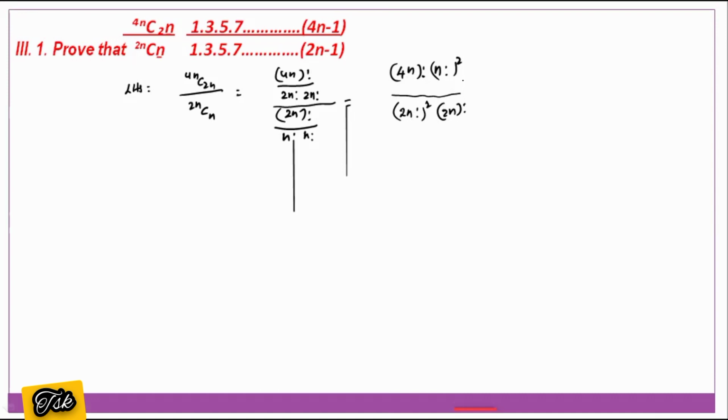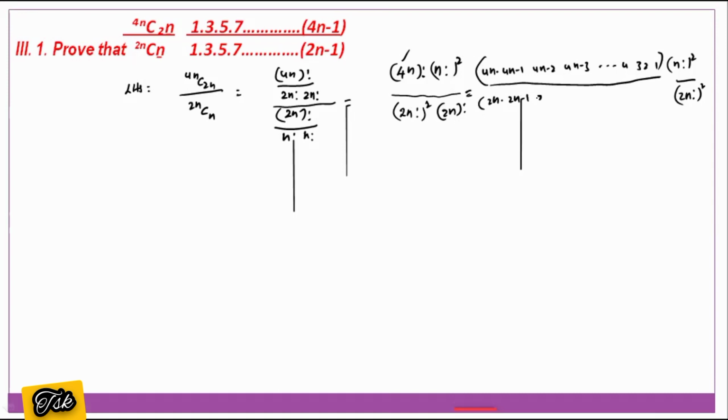Now 4n factorial can be written as 4n into (4n minus 1), (4n minus 2), (4n minus 3), and so on, 4, 3, 2, 1, into (n factorial) whole square. We can keep (n factorial) whole square into (2n factorial) whole square aside, and then I'll write the value of the remaining. So there is 4n factorial and then (n factorial) whole square, and then 2n factorial is 2n into (2n minus 1), (2n minus 2), (2n minus 3), and so on, 4, 3, 2, 1.